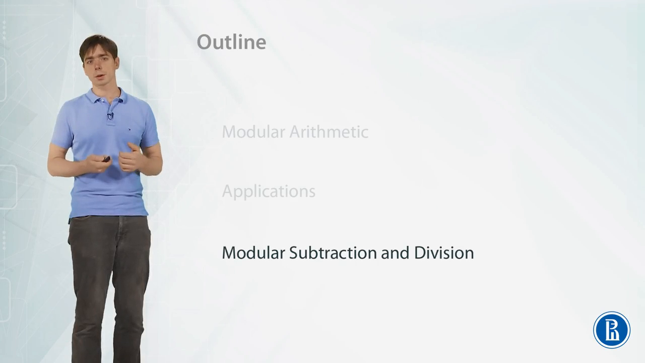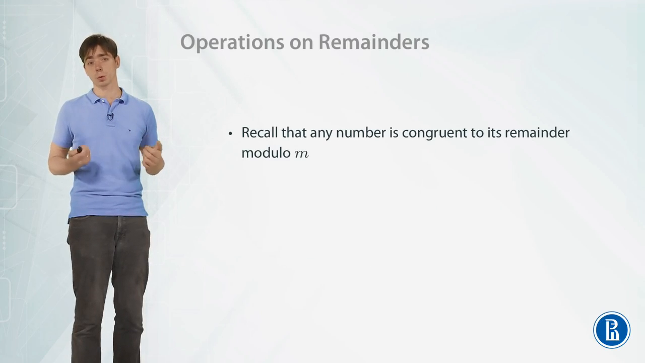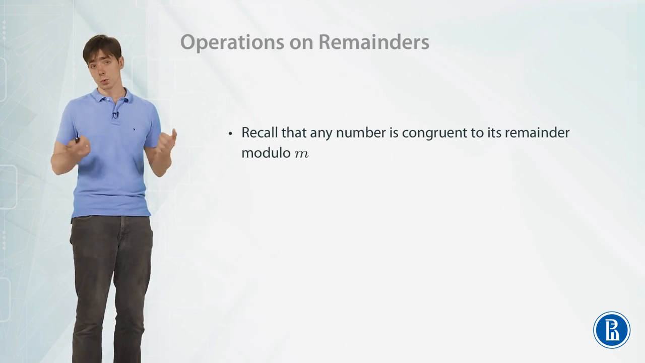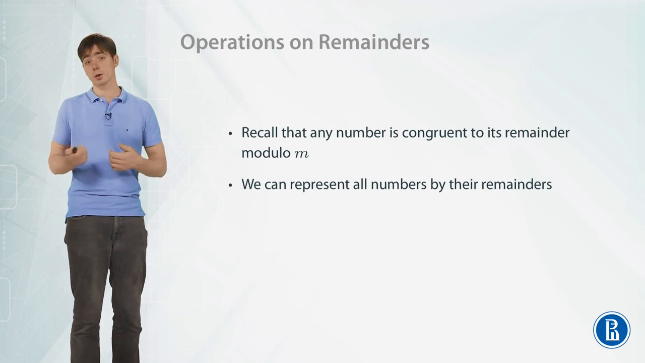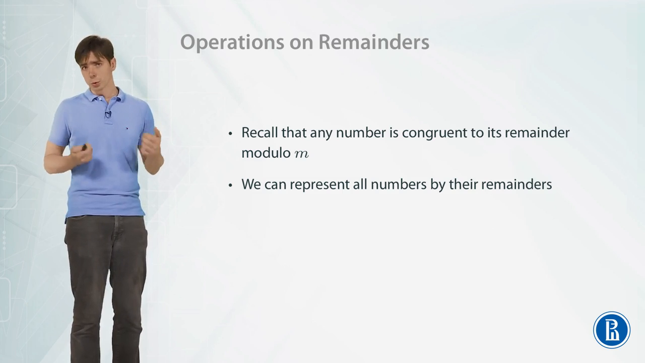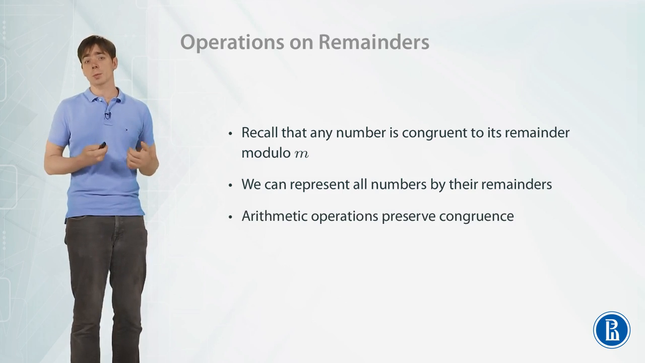So recall that any number is congruent to its remainder modulo m. So if we are talking about congruences modulo m, if we are looking for remainders modulo m, we can just represent any number by its remainder. And also recall that we have shown that arithmetic operations, addition and multiplication, preserve congruence.